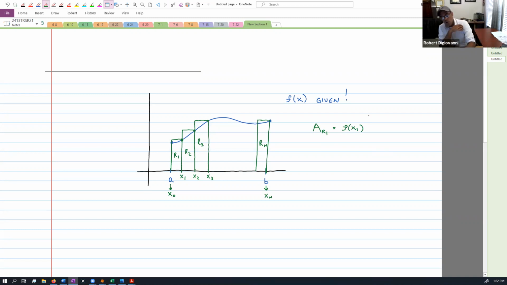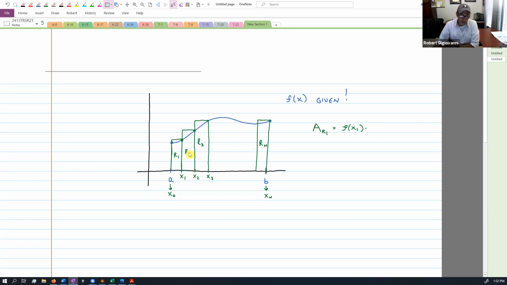Now, how wide is it? This is the tricky part. How wide is that rectangle? Would it be x1 minus a? What do y'all think? x1 minus a. So let's say that this was 4, and let's say that this was 3. Then 4 minus 3 would be 1, wouldn't it? Okay, I agree with that.